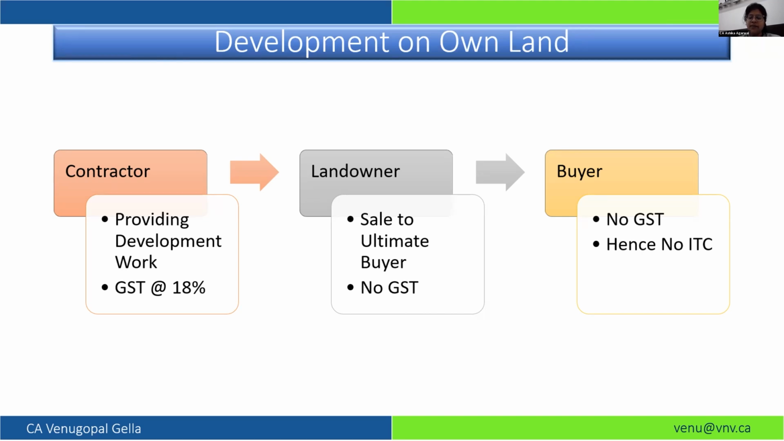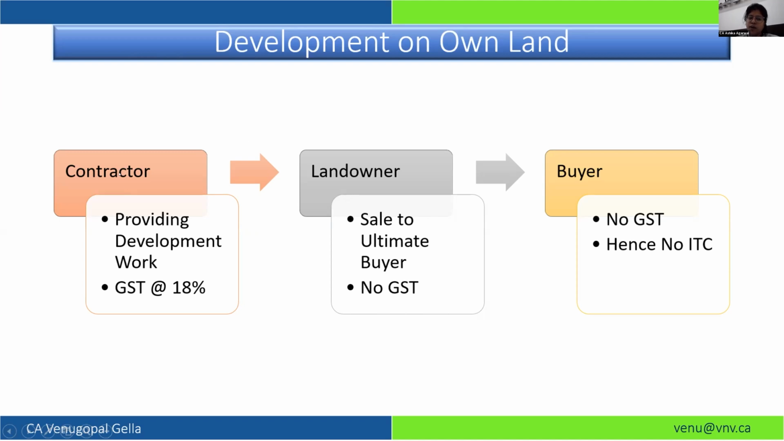Now we have brought further insight into this sale of developed plot by covering it in two ways. First, where the development is taken on own land, and second, where the landowner has entered into a JDA. Where development is taken on own land, we mean where the landowner engages another contractor for the purpose of developing the land, leveling the land, making it suitable for sale, and the landowner themselves sell it to the buyer. In this case, as the landowner himself is selling to the buyer, it is a sale of land and no GST will be applicable.